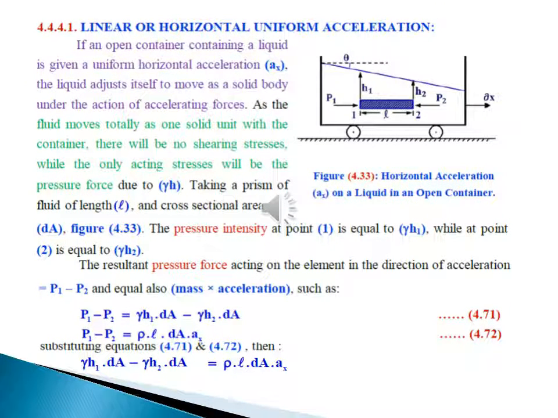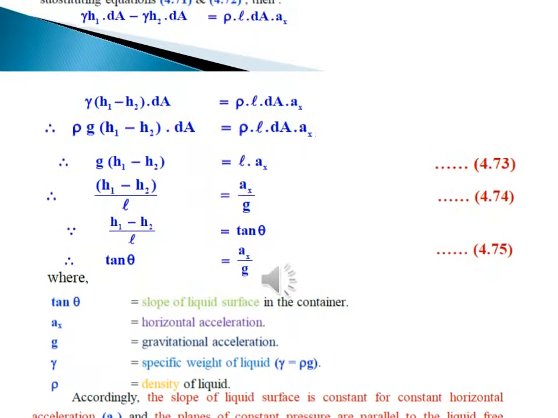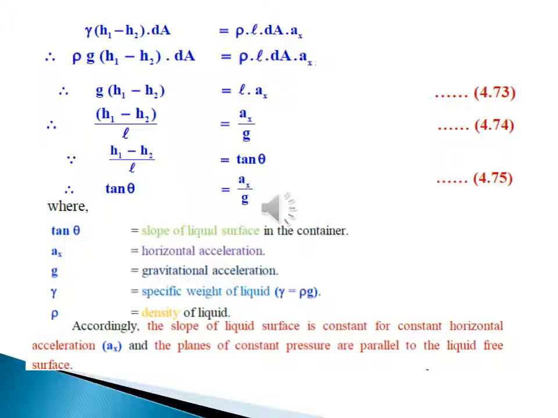Linear or horizontal uniform acceleration. Figure showing the horizontal acceleration on a liquid in an open container. Note that the resultant pressure force acting on the element in the direction of acceleration equals P1 minus P2 and also equals mass multiplied by acceleration as shown. Follow the equation and it concludes that the slope of the liquid surface is constant for constant horizontal acceleration and the planes of constant pressure are parallel to the liquid free surface as shown.